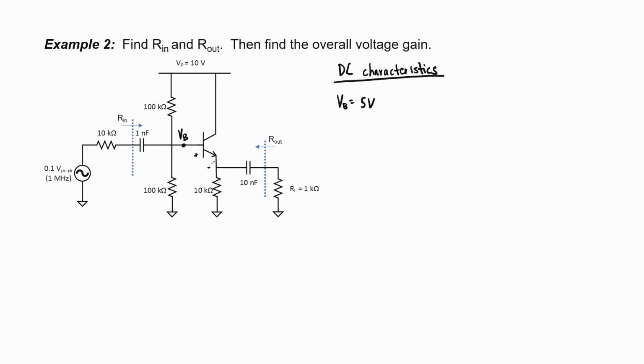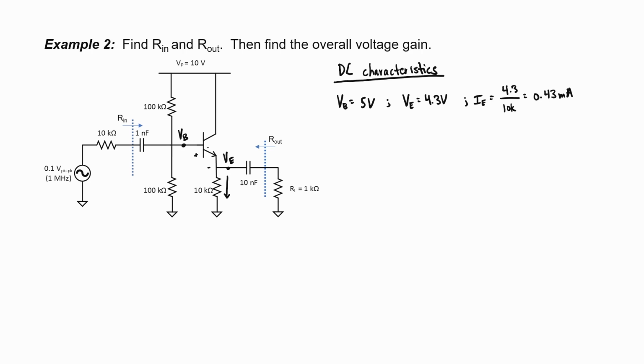Since this is a forward bias diode, I can go ahead and write my emitter voltage since it's just 0.7 volts below my base voltage. We now have enough information to find my emitter current because that's a 10 kiloohm resistor down there. And we find that it's 0.43 milliamps.